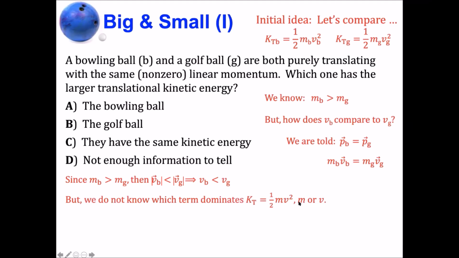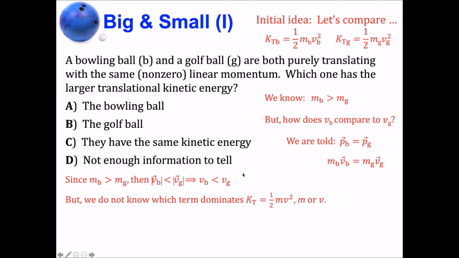But what I don't know in this equation is which one of those terms, the mass term m or the speed term v, dominates. I know the bowling ball has a larger mass than the golf ball, and I also know that the bowling ball has a smaller speed than the golf ball, but I don't know if the large mass and the small speed of the bowling ball give it more or less translational kinetic energy than the golf ball.